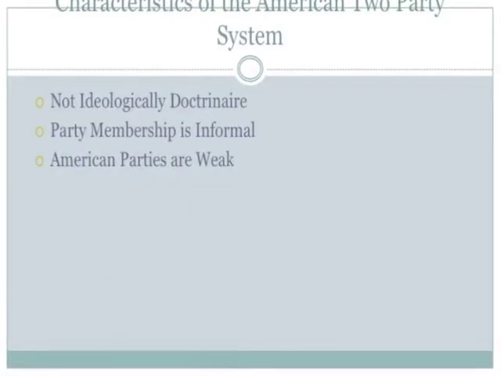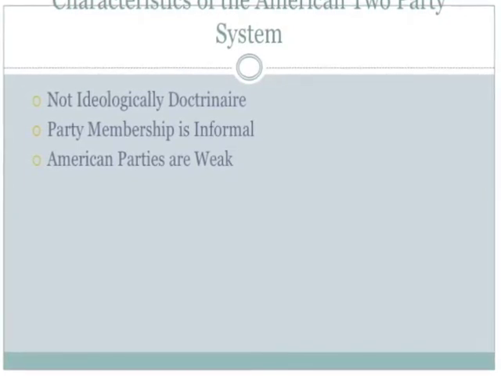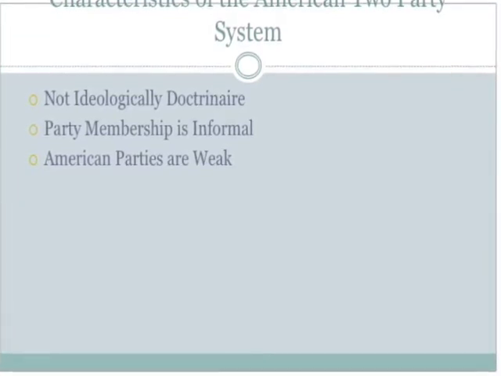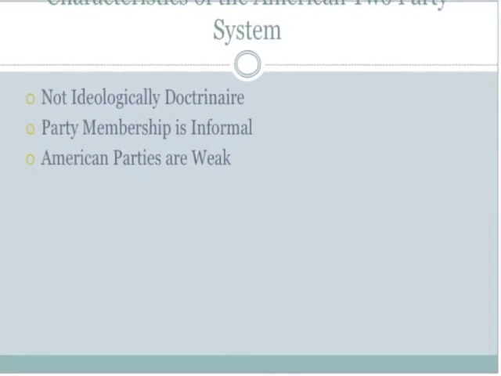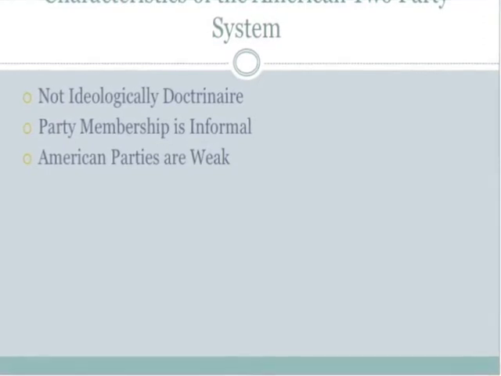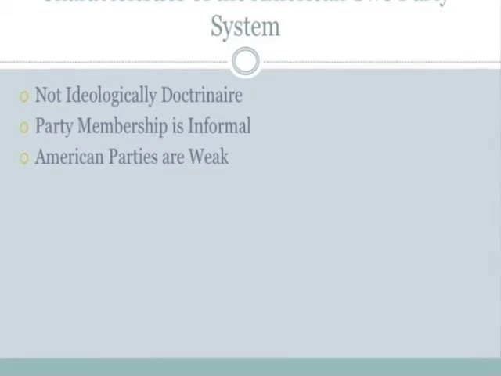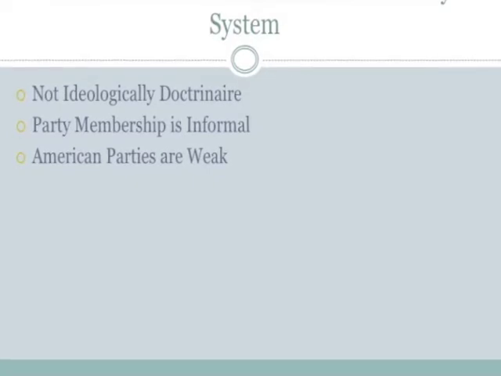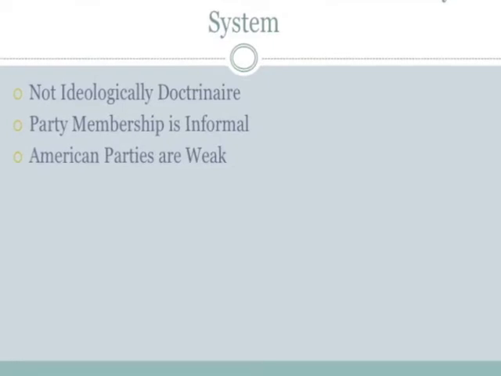The characteristics of the American two-party system are, one, that it is not ideologically doctrinaire. American political parties have never been ideologically doctrinaire. American party membership is informal. American parties are also weak. They are loosely organized, incohesive, and undisciplined. These characteristics mean, number one, that power in American parties is decentralized. National party leaders have some influence on positions taken by local candidates, but not a lot. The positions taken by candidates, their financing, campaign organizations, and office staff depend on the local party.